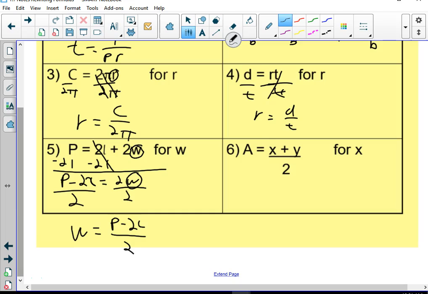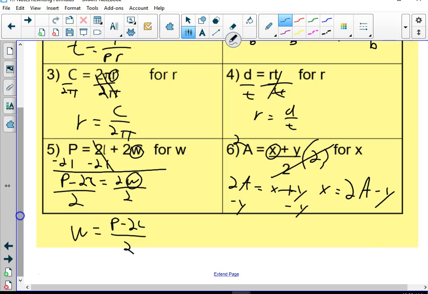Number 6, we're going to get x by itself. What is in our way first? The x is what we're trying to solve for. The 2, because the 2 is underneath everything, right? So we got to get rid of the 2 first. How do we do that? Multiply by 2. So 2 times a equals x plus y. How do we get x by itself? Subtract y. Can I combine the 2a and y? No. X is simply equal to 2a minus y. That's it.